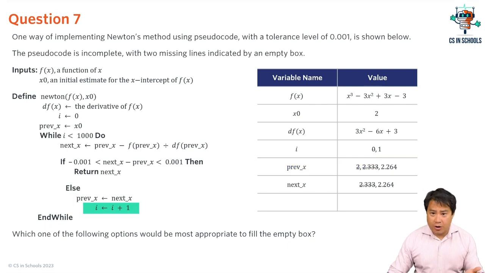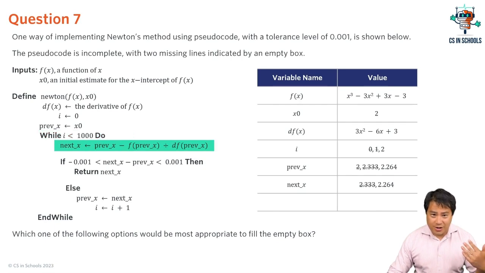We're going to update our I variable. So now we're in our third iteration. I is now going up to 2. We reach end while, which means we go back up and reevaluate our condition, which is still true because 2 is still less than 1,000. So then we go and we update our estimate once again.